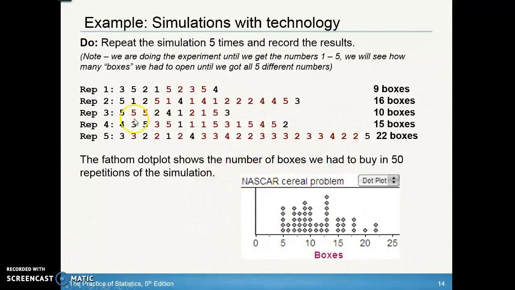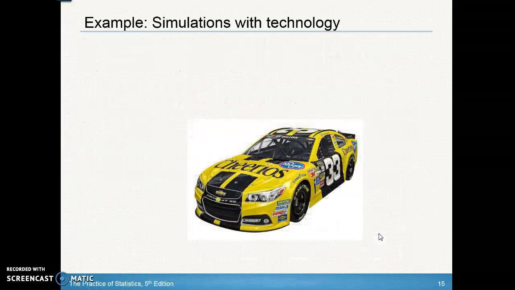Because if you look back at our graph right here, what's the probability that it took 23 or more boxes? Well, in 50 repetitions, that probability is 0, right? Because it didn't even take us 23 boxes to get all 5. So something was messed up in hers.